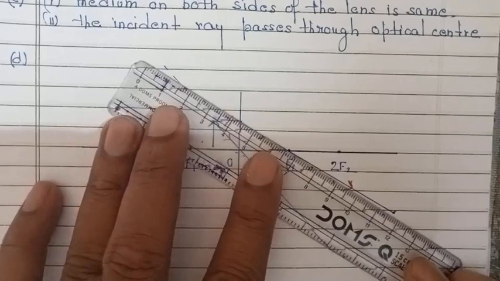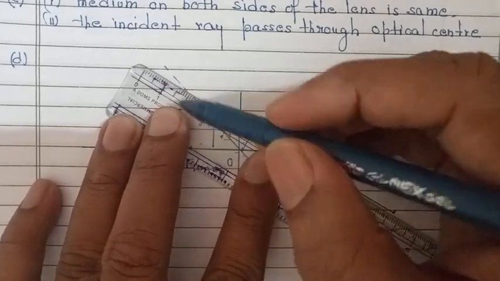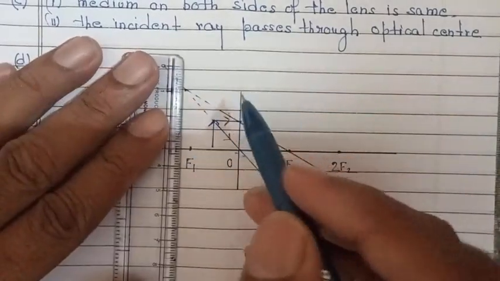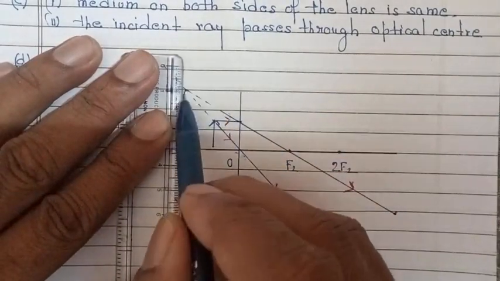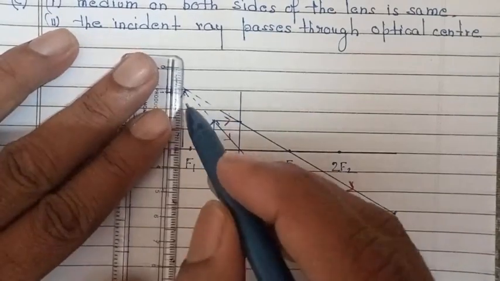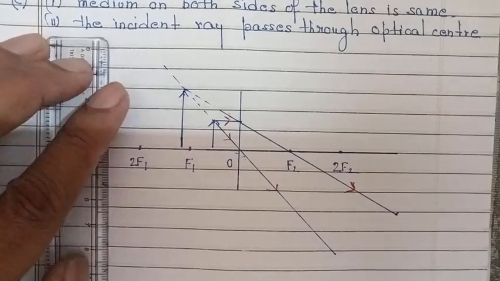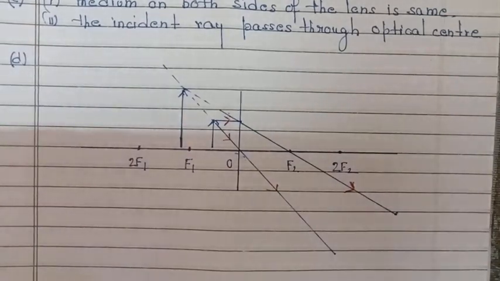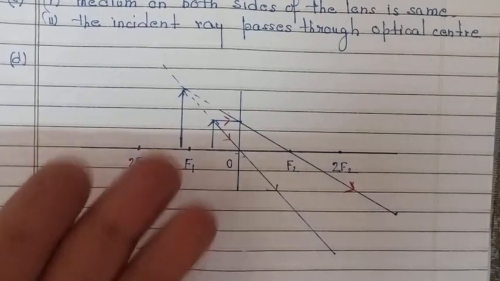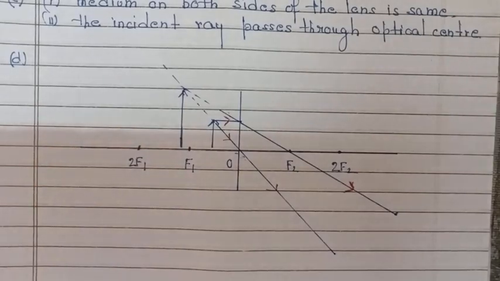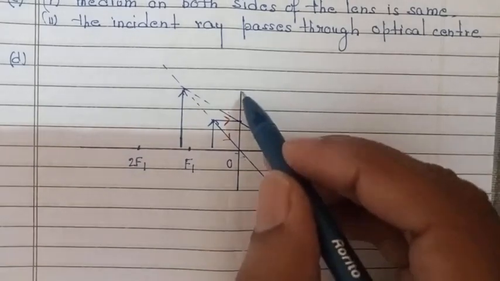Now if I produce them backward, then you can see the two rays intersect at this point, and so you will get the image here. So you can see you are getting a virtual image which is erect and magnified. So in this way we are producing a magnified image which is virtual and erect. So this is how you can use a convex lens as a magnifying glass.